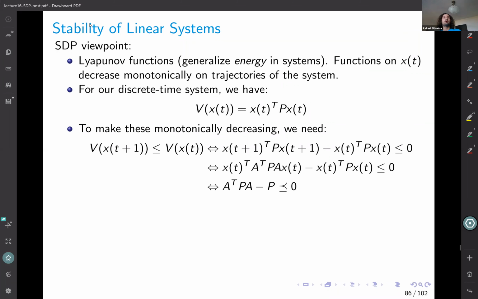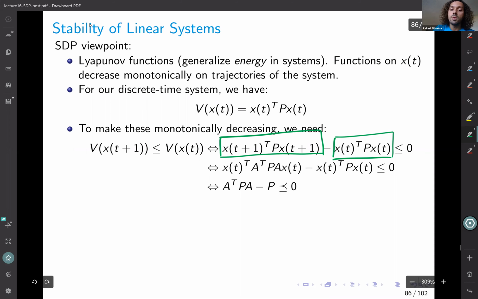Now to make this monotonically decreasing, what do we need? We need V(x_{t+1}) less than or equal to V(x_t). If we unravel this definition, this is V(x_{t+1}) minus V(x_t), and this has to be less than or equal to 0. I'm just rephrasing this inequality. But note that this is equivalent if I replace every x_{t+1} by its definition in our linear system. What is x_{t+1}? x_{t+1} is equal to A times x_t, and therefore I also have x_t transpose times A transpose. Now if I factor out x_t, what I get is the equation that I wrote on top.